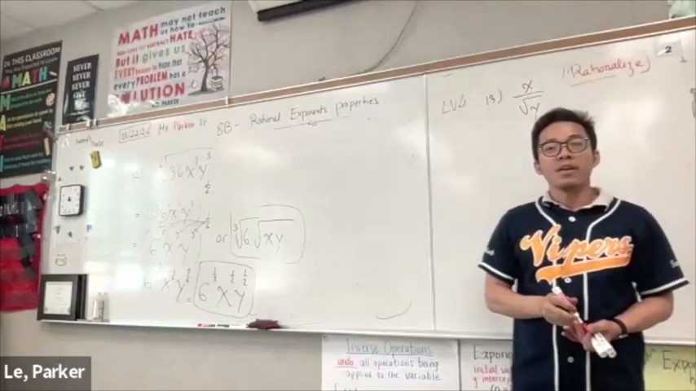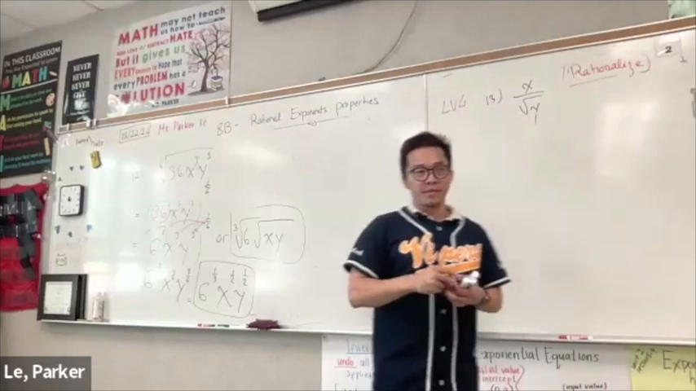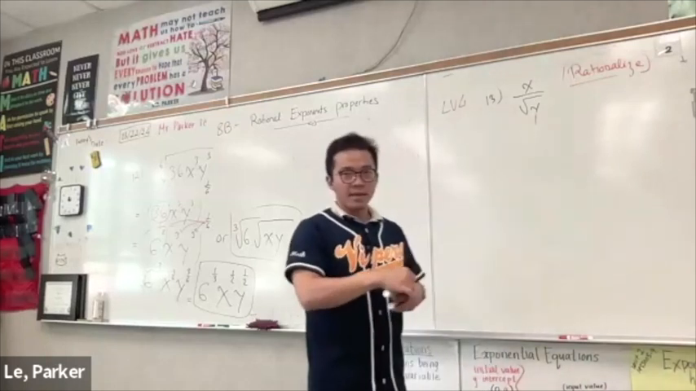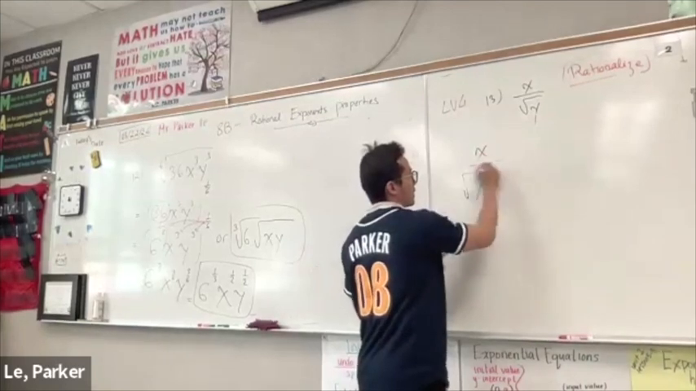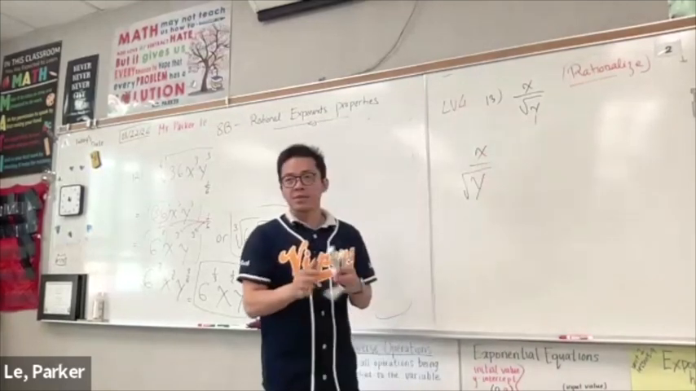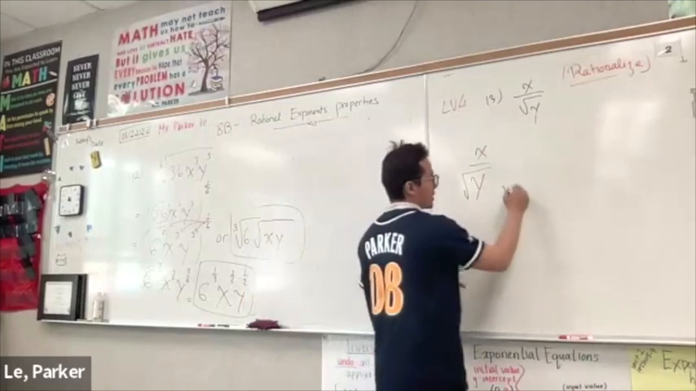Rationalize. We don't want the square root on the bottom. So what do we multiply to get rid of the square root? Remember? What do you multiply to?